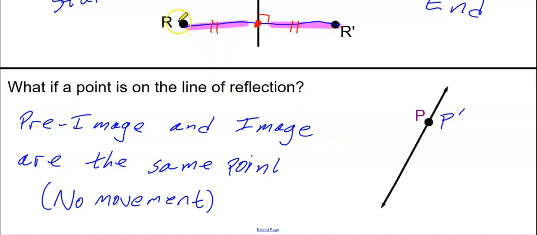Like up here, we said R to R prime has to be the same. So let's say I am 6 feet to the left of the line. When I jump on the other side, I again have to be 6 feet. If P is 0 away from the line, P prime is also 0 away from the line. All right, so that's how that works.